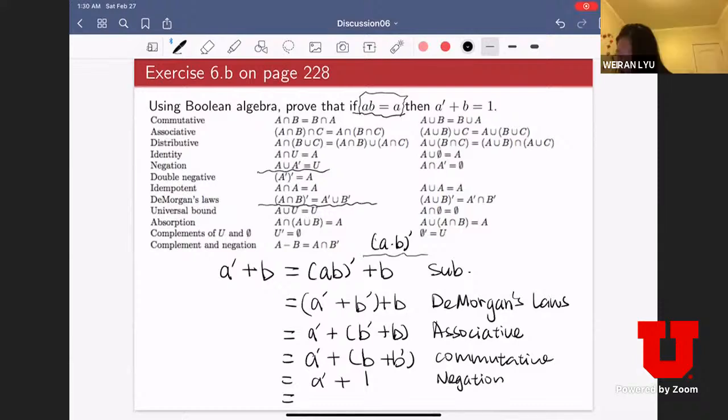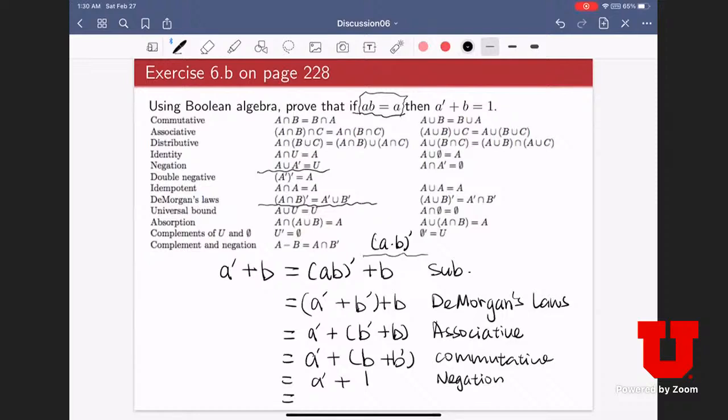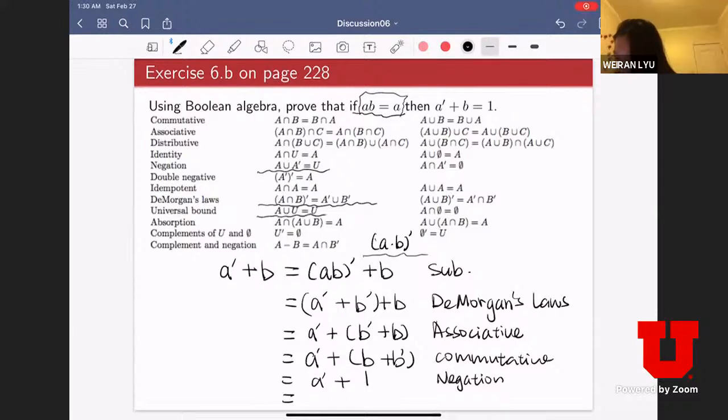And then what about the next step? And it should be the last step. Using universal bound, A naught plus one would just become one. Yep, exactly. So we're going to use this one. All right. Any question on this problem?